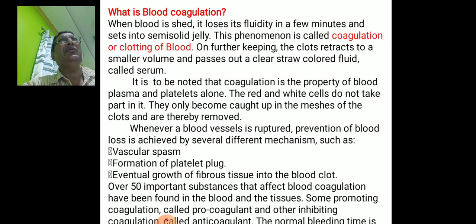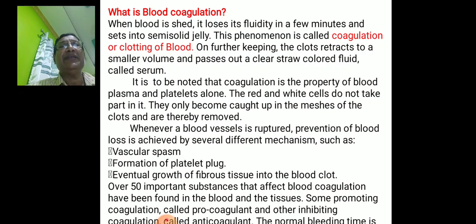On further keeping, the clots retract to a small volume and pass out a clear straw-colored fluid called the serum. It is to be noted that coagulation is the property of the blood plasma and the platelets alone. The red and the white cells do not take part in it. They only become caught up in the meshes of the clots and are thereby removed. So the blood coagulation mechanism mainly deals with the blood plasma and the blood platelets. Red blood cells and white blood cells have nothing to do with it.